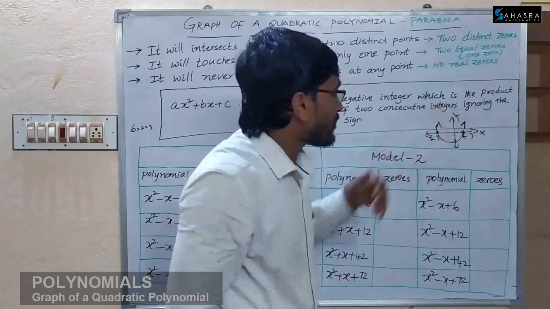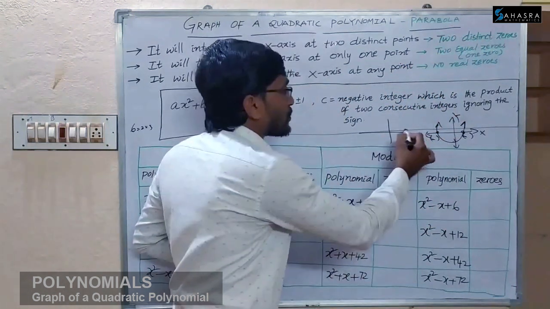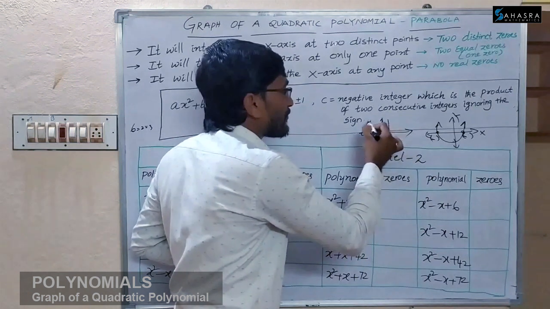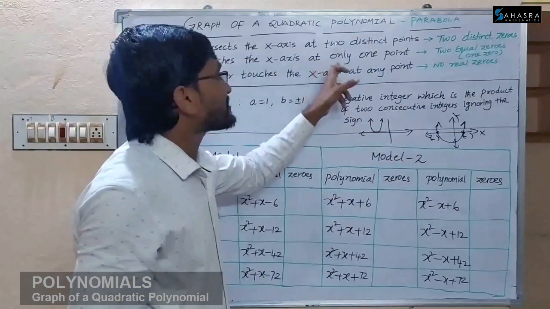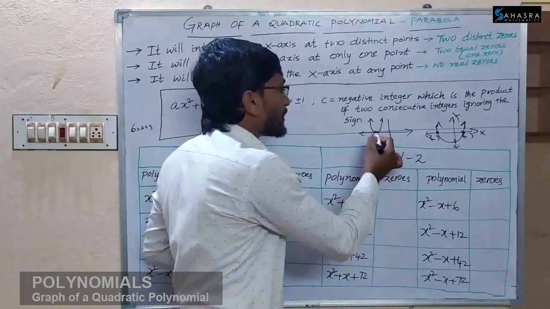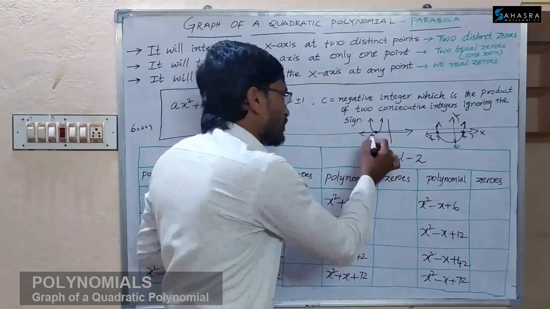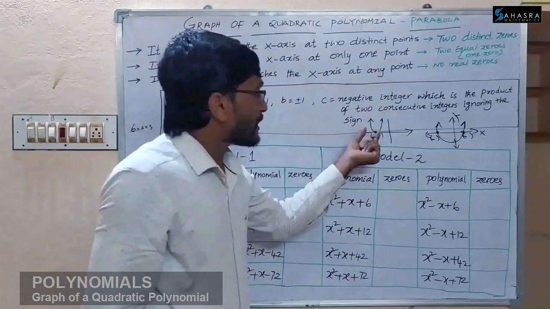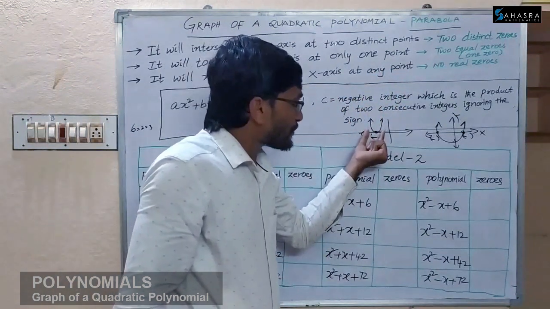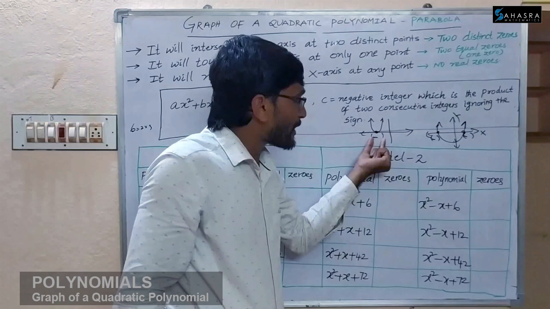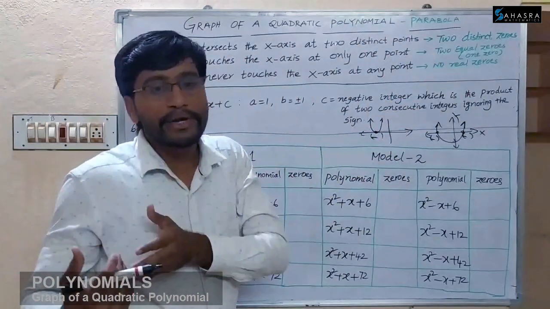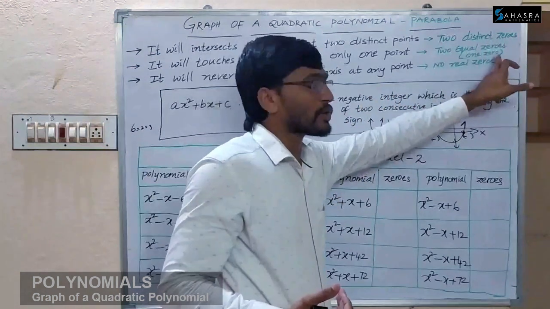So it will intersect the x-axis at two distinct points, hence it has two distinct zeros. Another one is, if the graph of the quadratic polynomial touches the x-axis at only one point, that point is nothing but the zero of the polynomial. Here it touches the x-axis at only one point. That means it has two equal zeros. We consider the two equal zeros as one zero.